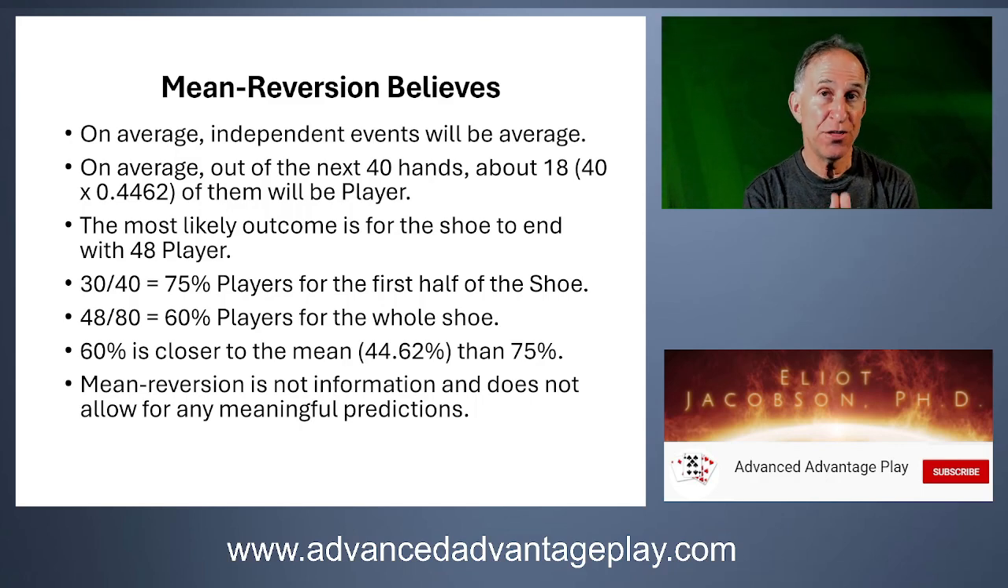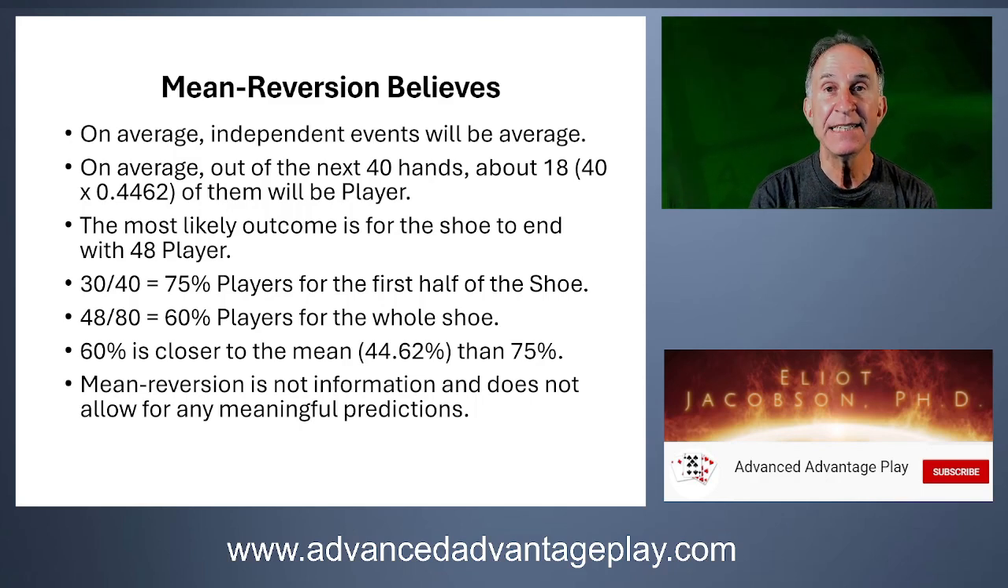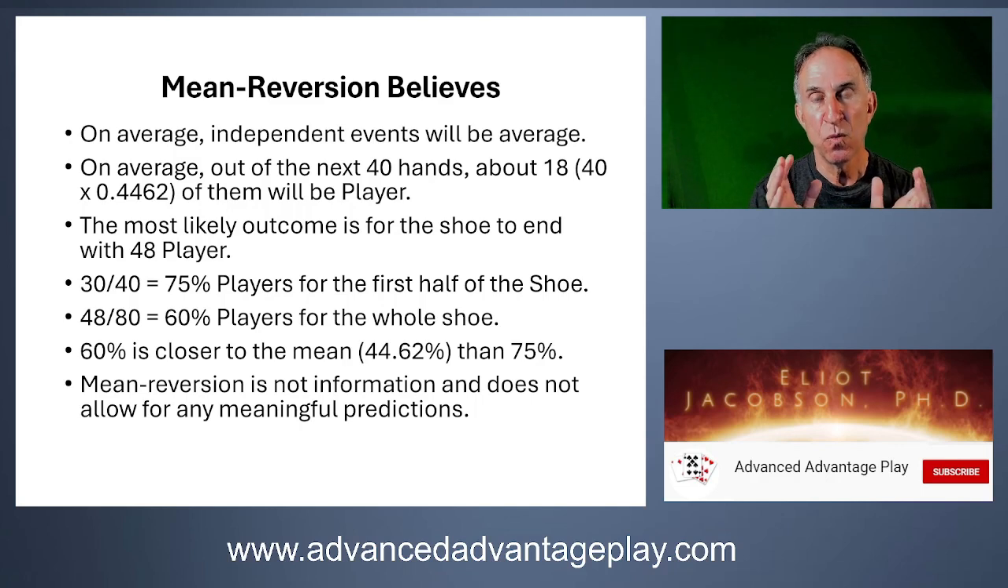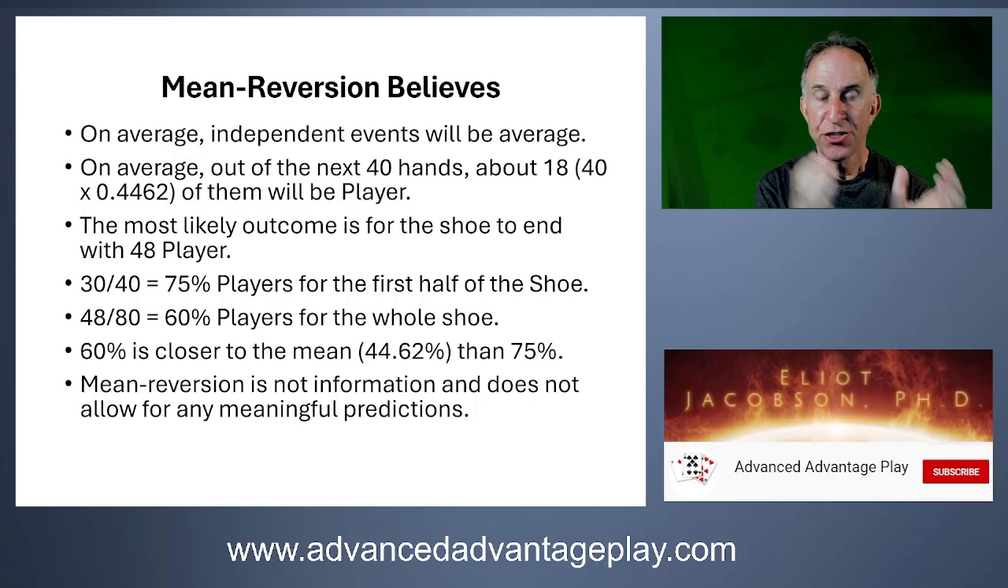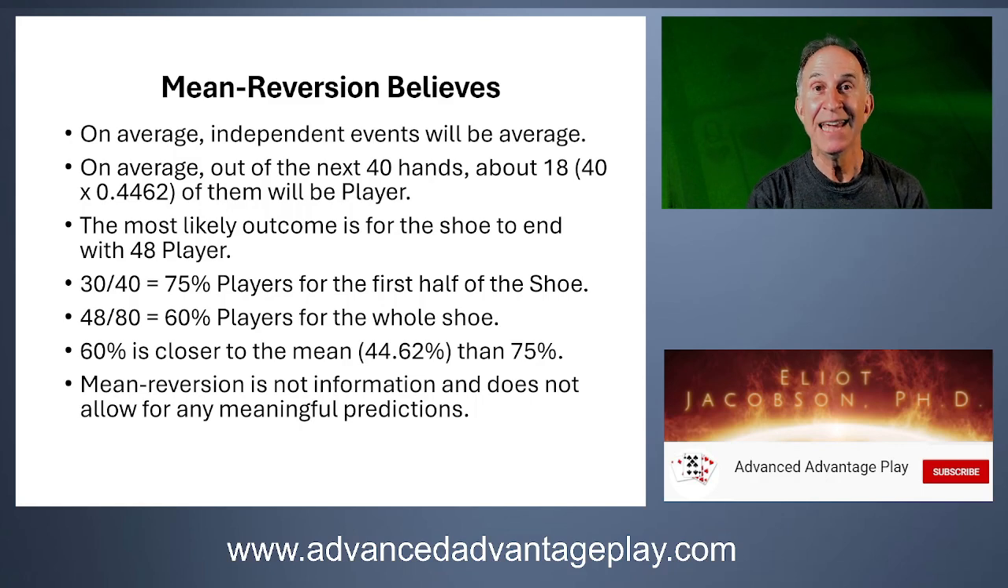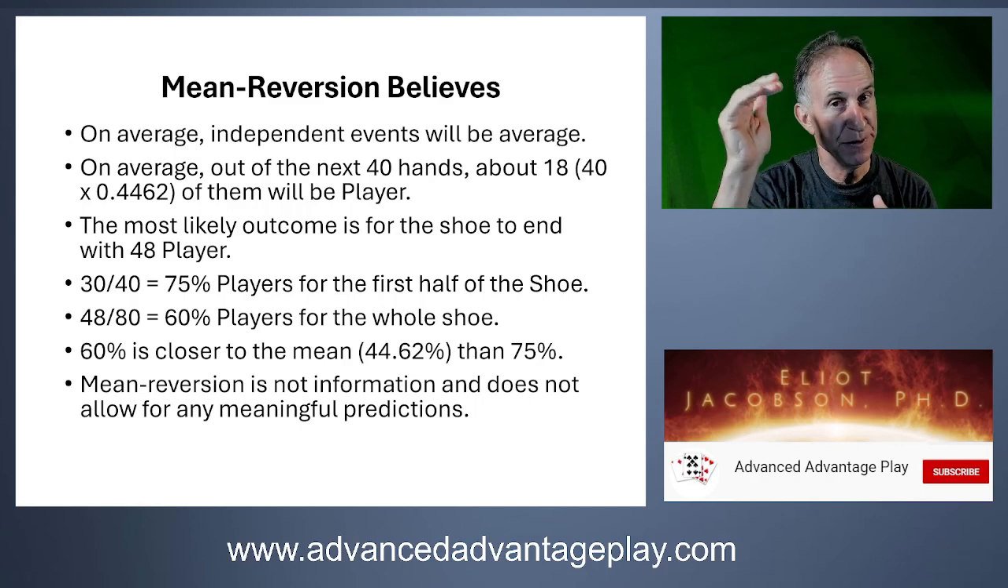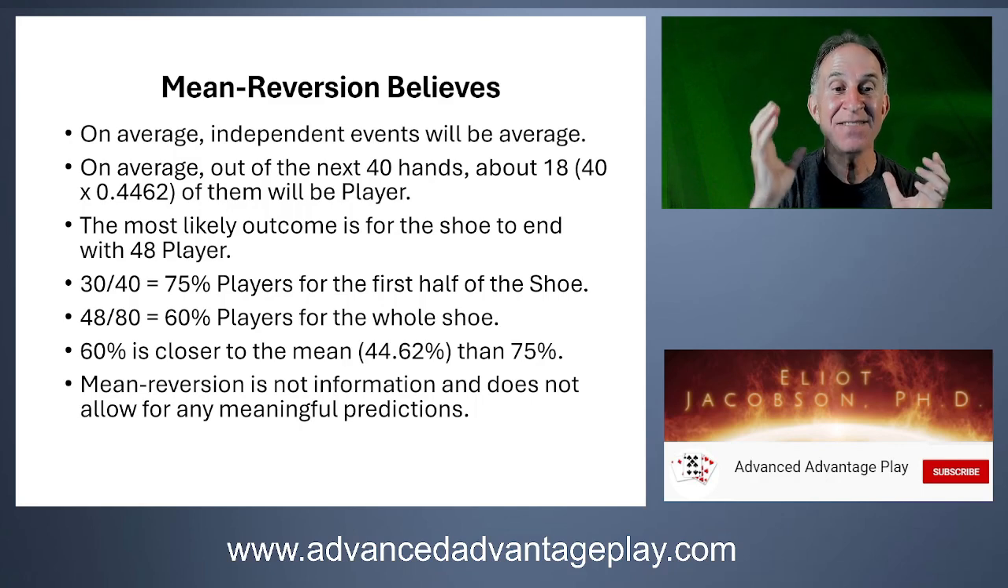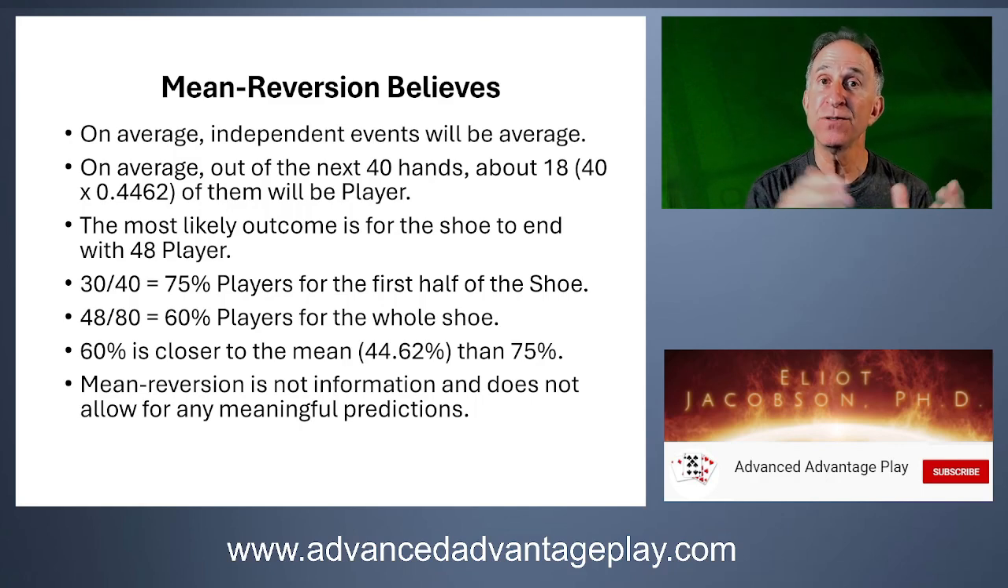Well, if you saw 30 out of the first 40 hands being player, that means what you should expect is that on average, in this particular shoe, there will be about 48 player hands. So here is what mean reversion gives you, and you can see it playing out right here. 30 out of the first 40 hands were observed to be player. That is 75% of the first half of the shoe, right, were players. Now, our forward-looking expectation is that 48 out of 80 hands should be player for the whole shoe.